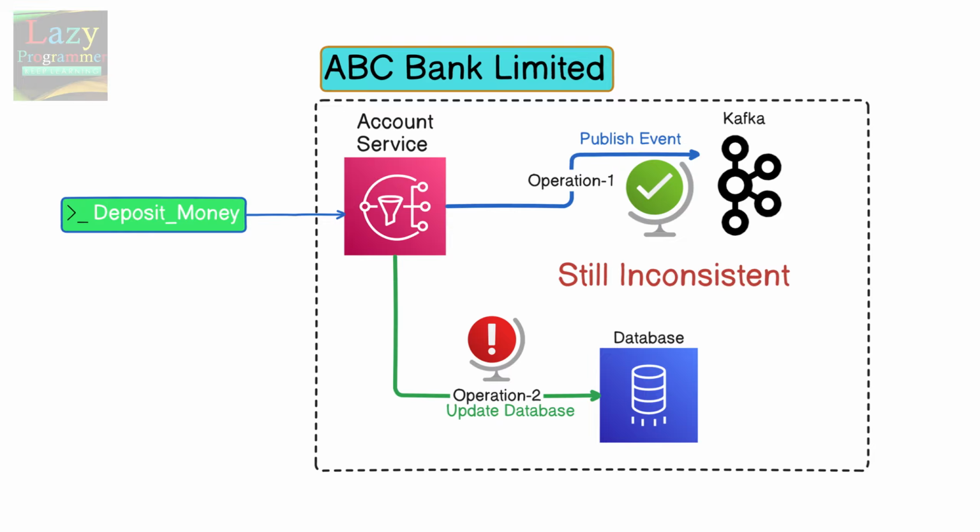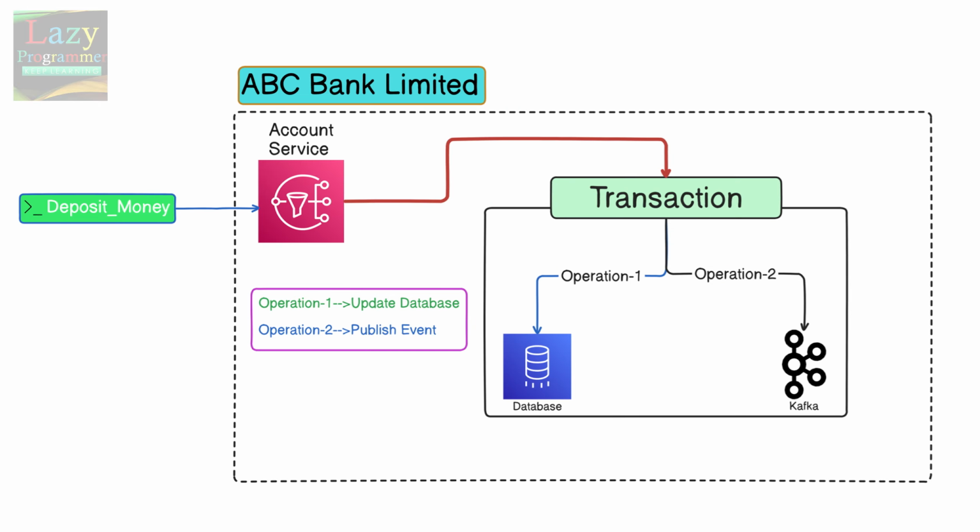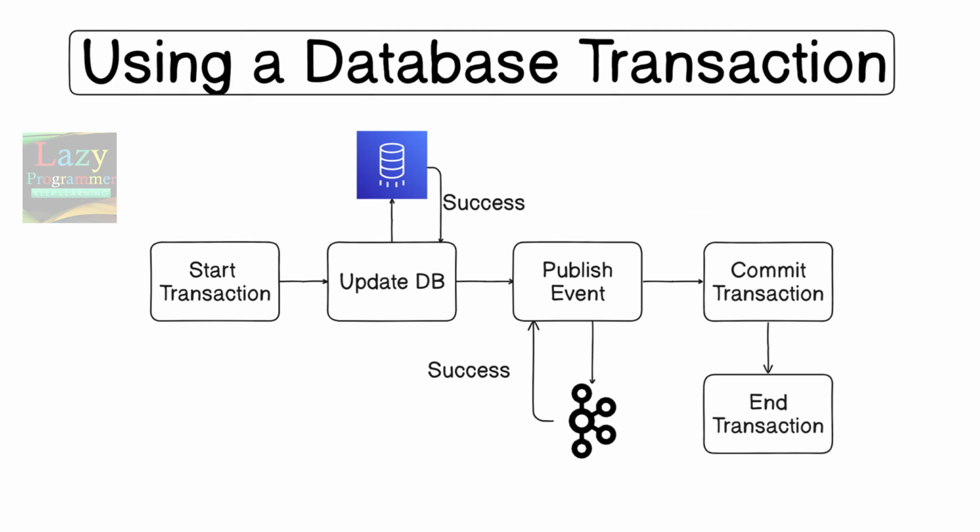Another approach we can think of is using a database transaction to cover both the operations. We could wrap both the database write and Kafka write in a single database transaction. Here we have wrapped both database update and event publish in a single transaction. So first database is updated but not committed, then event is published, and if both are successful, only then the database update is committed. But will this really solve the problem? Unfortunately, no.